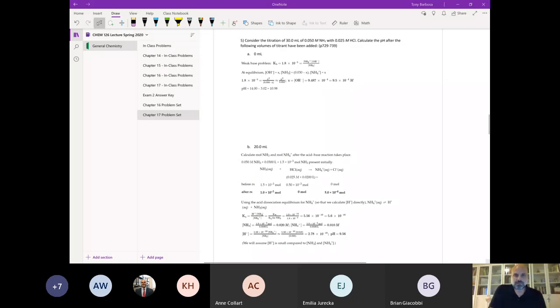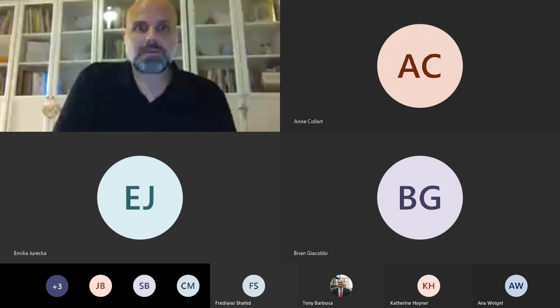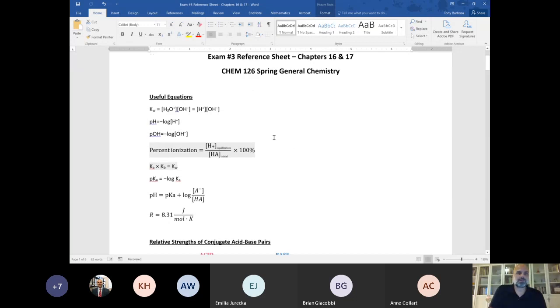Here, I can show you what I have so far for the reference sheet. Everybody's probably wondering so far what I have. Here's the reference sheet to date. And I'll go back to the problem in a second. Right now you have useful equations, right?